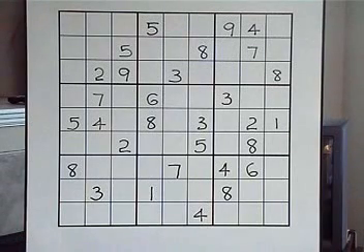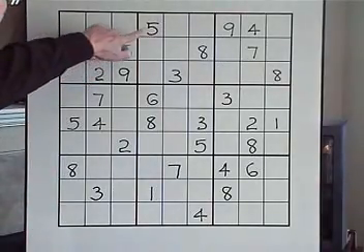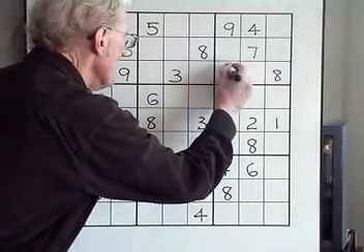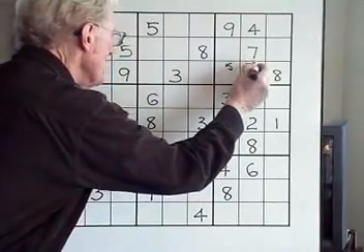2, there's nothing. 3, there's nothing. 4, well, no, nothing. But not till we get to 5 that we see something here. We have a 5 in the middle, a 5 in the top. So let's look at this here. We can put a 5 there and a 5 there.